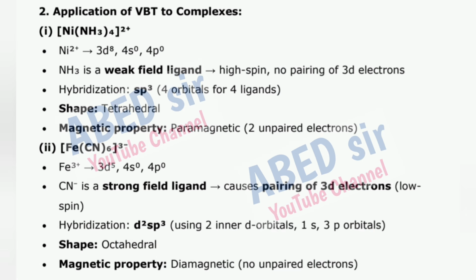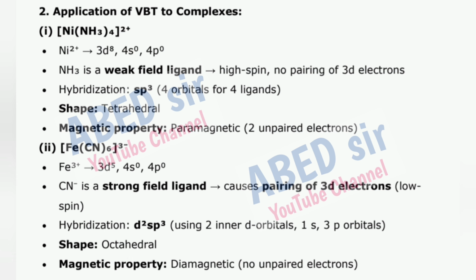2. Application of VBT to complexes. 1. [Ni(NH3)4]2+. Ni2+, 3d, 4s, 4p. NH3 is a weak field ligand, high spin, no pairing of 3d electrons. Hybridization, sp3, 4 orbitals for 4 ligands. Shape, tetrahedral. Magnetic property, paramagnetic, 2 unpaired electrons.